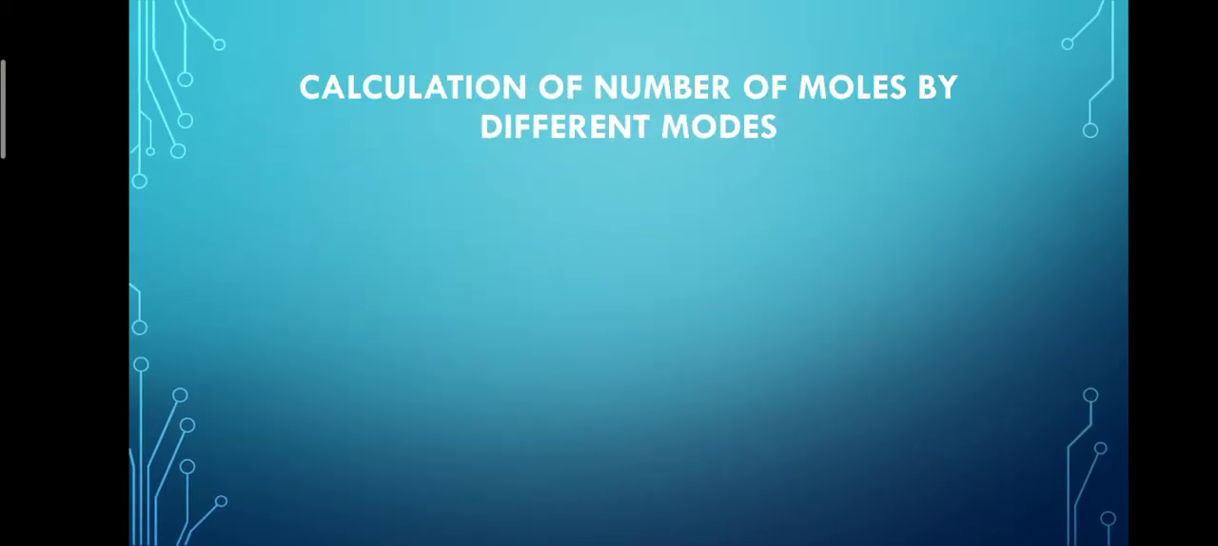Next is the calculation of the number of moles by different modes. The number of moles is denoted by a small n, and we can calculate it using various formulas. The first one is mass by atomic mass. That is, the given mass divided by the atomic mass, you can calculate the number of moles.